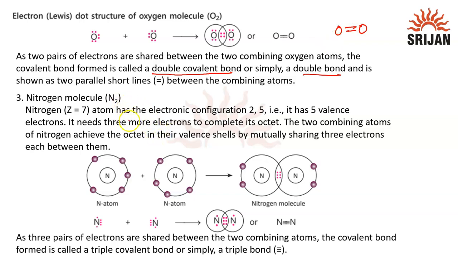Similarly, the nitrogen atom has the configuration 2, 5. So it has 5 valence electrons, but it needs 3 more to complete its octet. Now they have to share 3 electrons with each other in order to complete the octet. So each nitrogen atom shares 3 electrons and 3 pairs of electrons are shared. As 3 pairs of electrons are shared between the two atoms, the covalent bond is known as the triple covalent bond. So there is a triple covalent bond in the nitrogen molecule, and it is shown by three parallel lines.